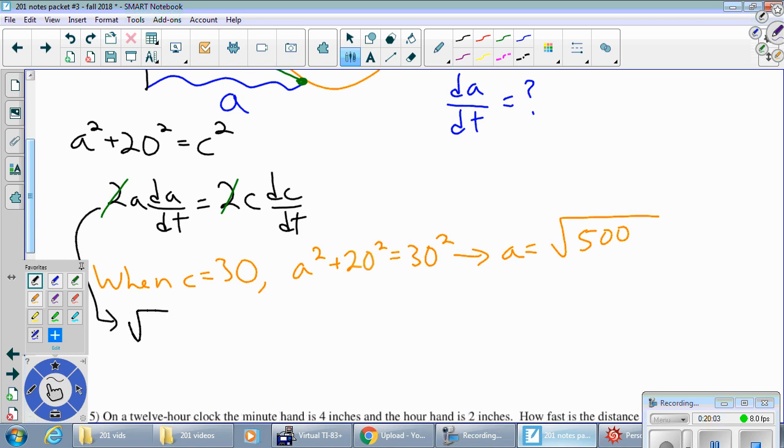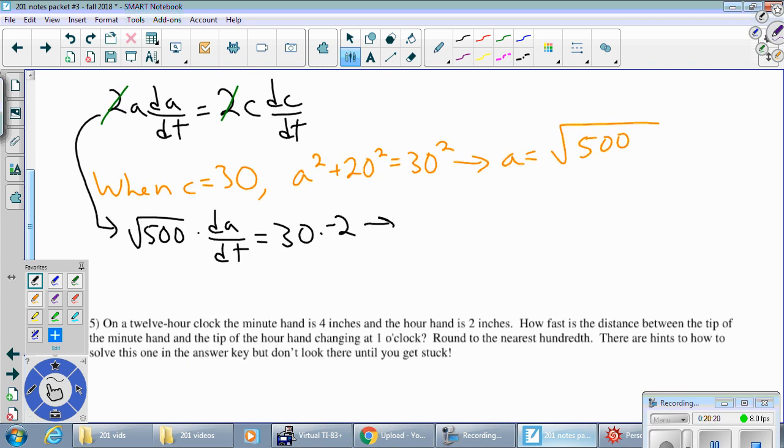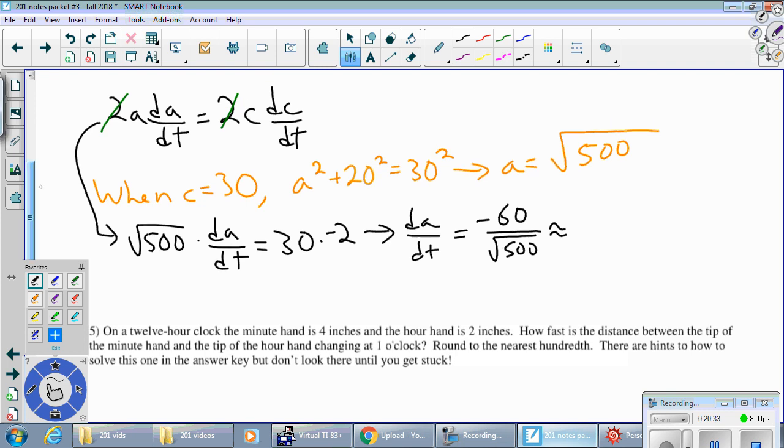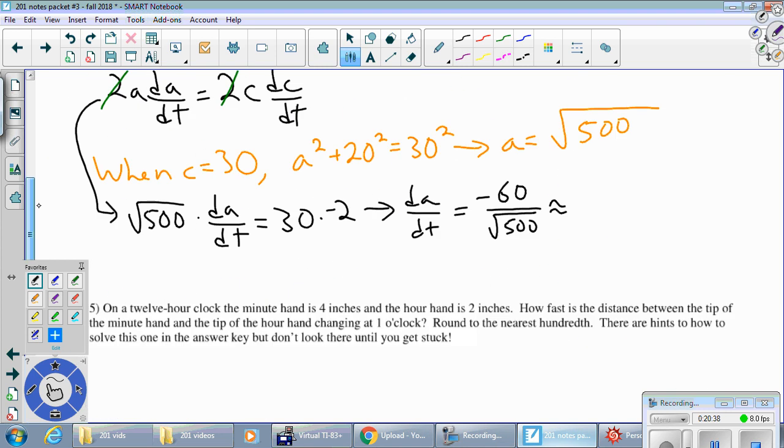So A is the square root of 500, we'll type it on the calculator in just a minute. dA/dt is the unknown, equals C. C in this part is fixed at 30, and then dC/dt was given up at the top here, negative 2. And so that means that dA/dt is negative 60 over the square root of 500, which is approximately, and then some units, so is this one meters per second, feet and seconds, feet per second.